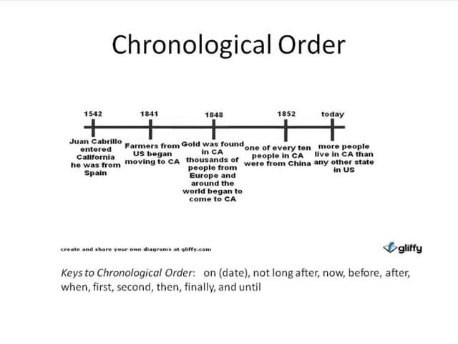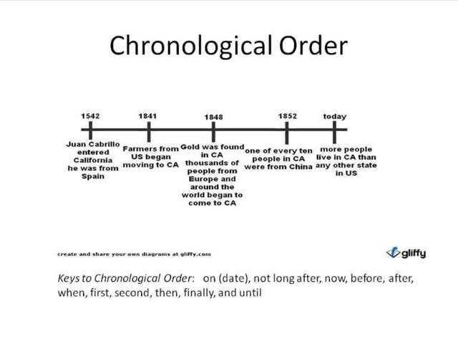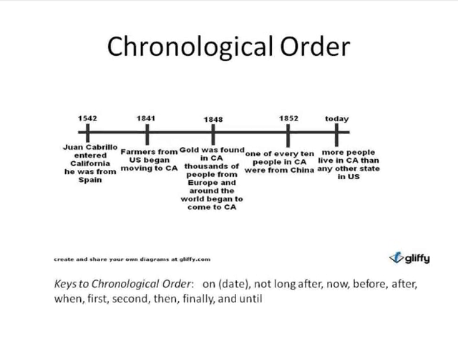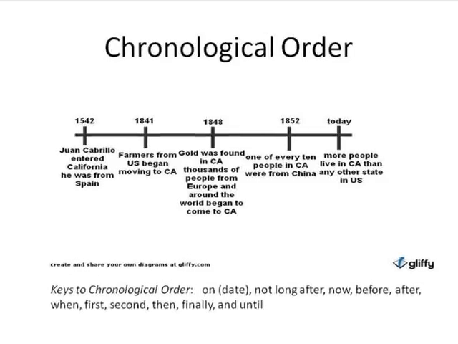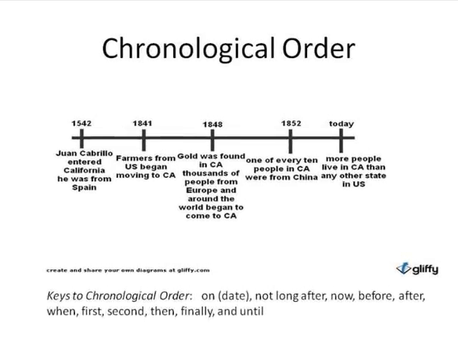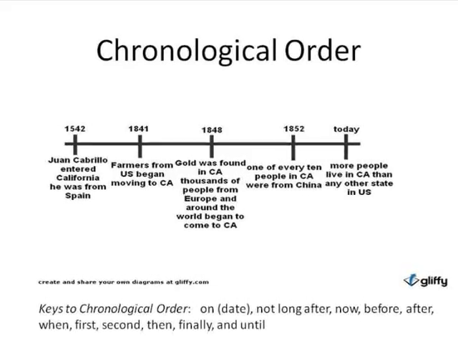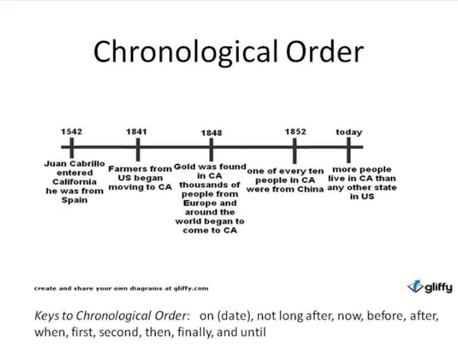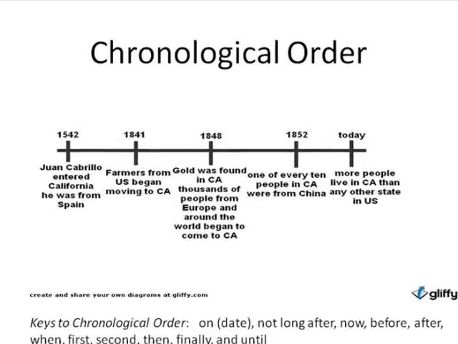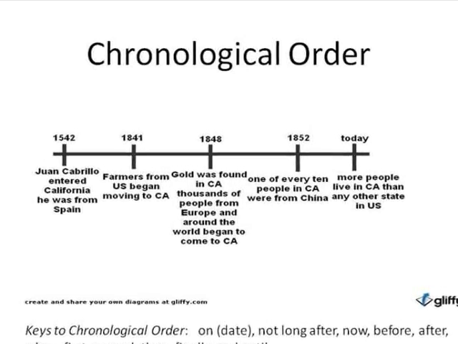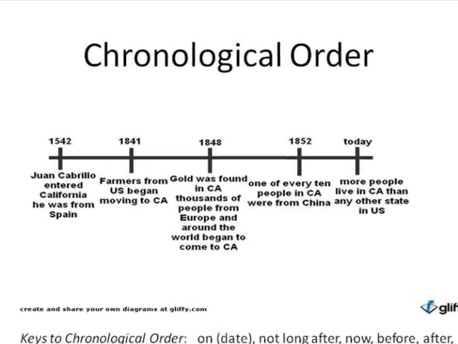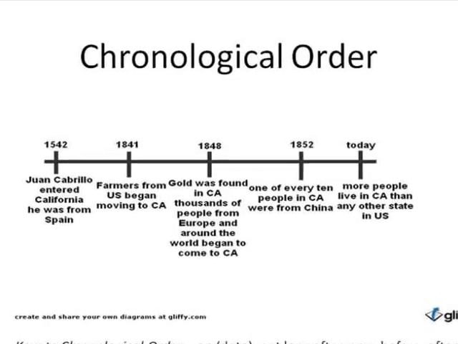Chronological order can be used showing a timeline. Students should look for keywords when looking for chronological order or sequence of events, such as on what date, not long after, now, before, after, when, first, second, then, finally, and until. These keys can help them to comprehend chronological order.